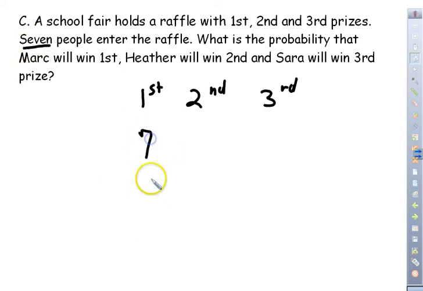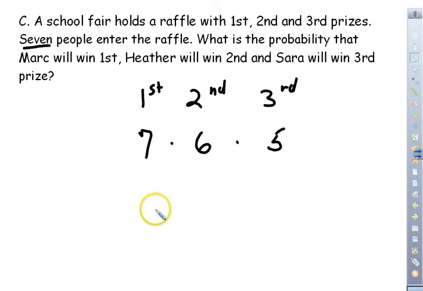Well, there are 7. If there's a second place, how many could there be? Well, we've already used 1 here. There would be 6 left over. And the same thing for third place. We've used a first and a second, so there would be 5 possibilities. This is not going to be 7 factorial.